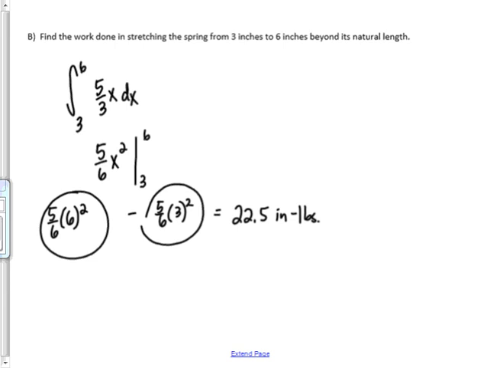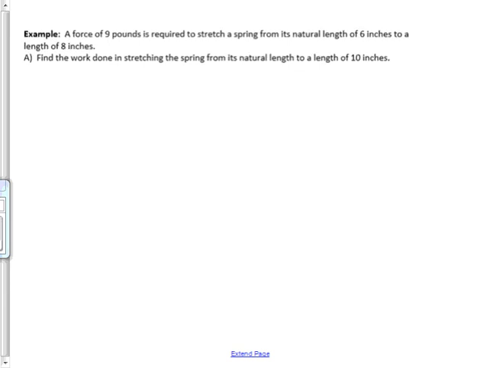All right, next one. A force of 9 pounds is required to stretch a spring from its natural length of 6 inches to a length of 8 inches. Find the work done in stretching the spring from its natural length to a length of 10 inches. The difference in this one and the other one is we don't have K. We've got to find K.